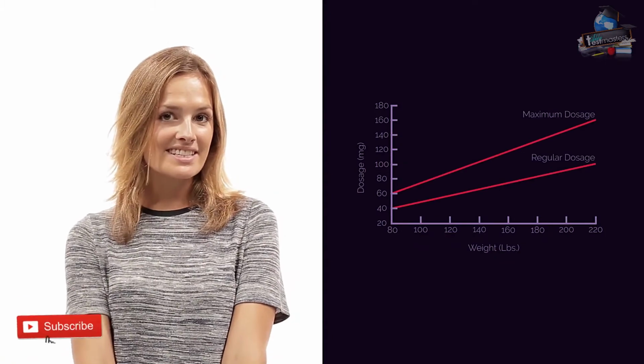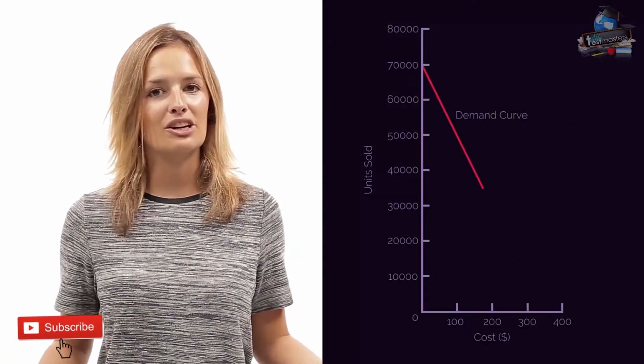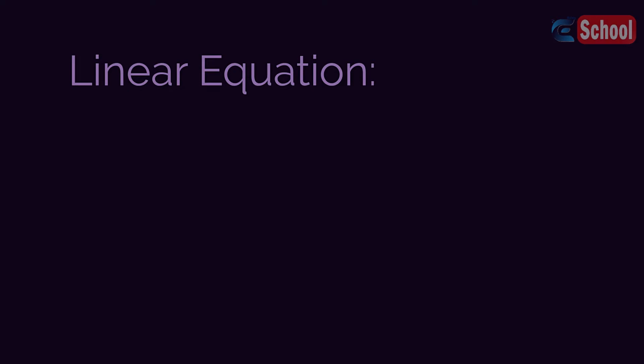So straight line graphs are found everywhere: to make sure the right dose of medicine is given out, throughout economics, and in this video we're going to learn how to plot them. So we have this linear equation y equals 2x minus 3, but how do we plot it? It is actually really easy to do.